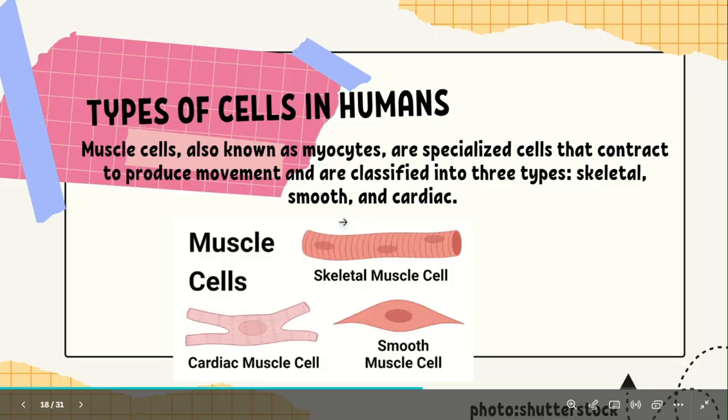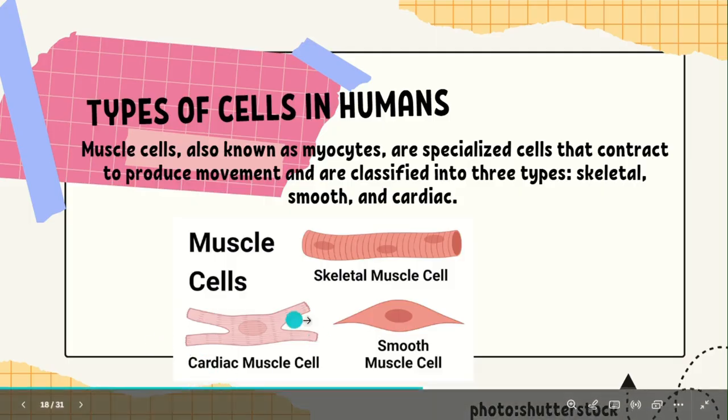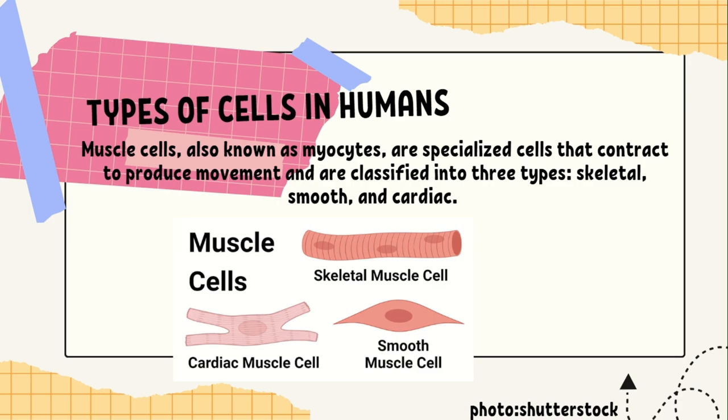Okay, muscle cells. This is another type of cell in the human body. These are our muscle cells and they contract in order to produce movement. We have three types: skeletal, smooth, and cardiac. Cardiac muscle cells are in our heart, obviously responsible for pumping blood around the body.